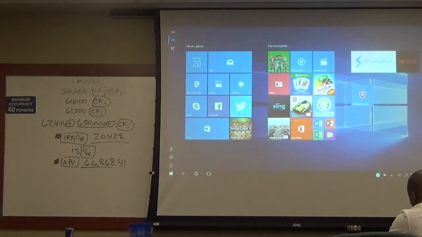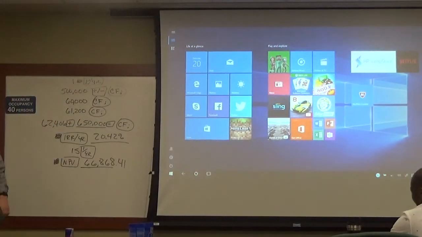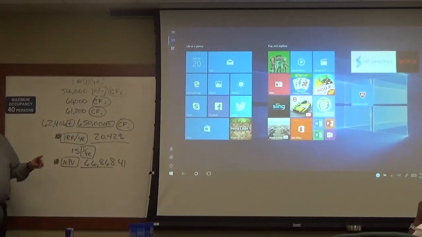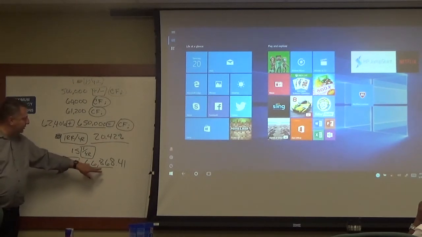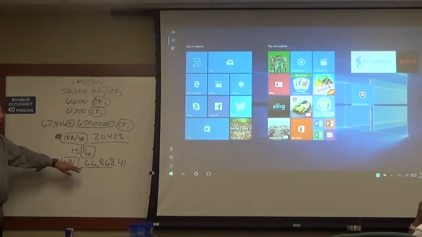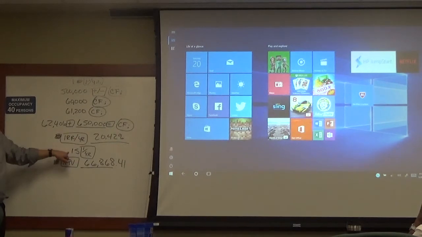No. Okay. What the net present value number is telling us in this particular circumstance is, listen to me, we could pay an extra $66,868.41 above and beyond the $500,000, and we would still meet our hurdle rate of 15%. That's what this number is telling us. The net present value, because it is subtracting out the $500,000 that we've already invested.